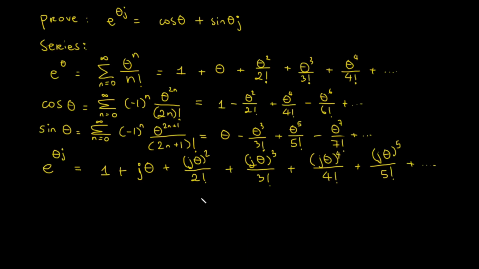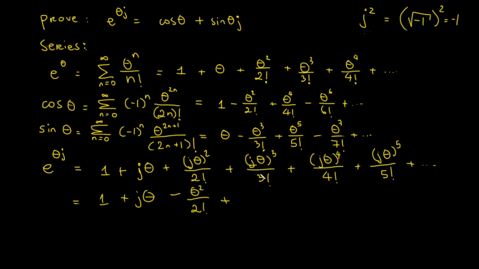So now let's try to simplify those terms in the end. So 1 you copy down, j theta you copy down, and if you square the imaginary number, j is actually equal to square root of -1, but if you square it, then your answer is going to be -1. Therefore you're going to have negative theta squared over 2 factorial.